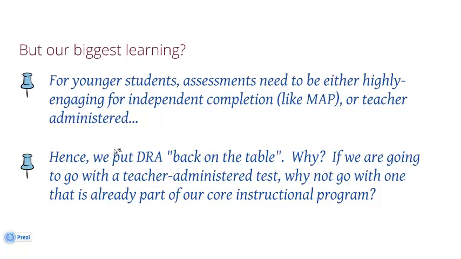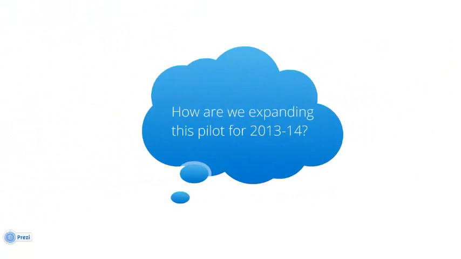So last spring we came back and we said, okay, AIMSweb didn't work out because it was too much of a hit on time. Let's put DRA back on the table. Now, why is this? If we are going to go forward with some sort of teacher administered test, why not go with the one that's already part of our program? All of our schools already use it. We already know the test. We know it's high quality. It ties into all of these things that we already do with guided reading, etc. And we know it's not going anywhere. So let's see if we could use this to measure growth.